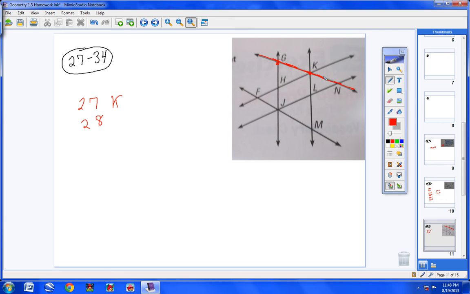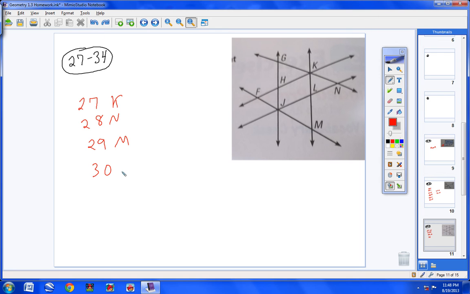N, point N. Number 29, K and L. So here's K, here's L, here's the line. What other point is collinear with K and L? M is. All right, let's take a look at number 30. Number 30, M and J. M, J, there's the line. What point is also collinear on the same line with M and J? F is right there. Point F.